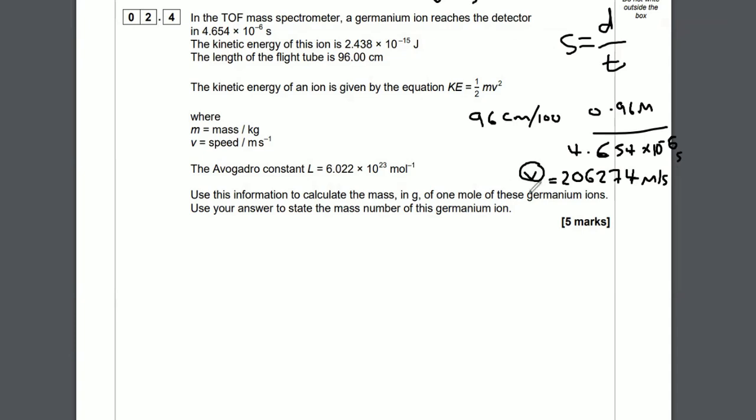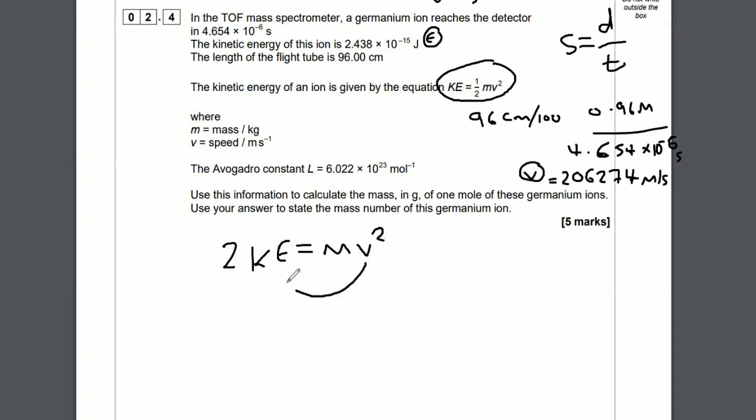So now I know the velocity. I can come over to the kinetic energy equation. I also know the kinetic energy, which is 2.438 times 10 to the minus 15. That's the kinetic energy, or just the energy. Now, what I want to do is rearrange that equation, and there's a half in there. So I'm going to times both sides by 2. So I'm going to end up with 2KE equals mv squared. I'm then going to move the v squared over by dividing both sides by v squared. So I get 2KE over v squared equals the mass.